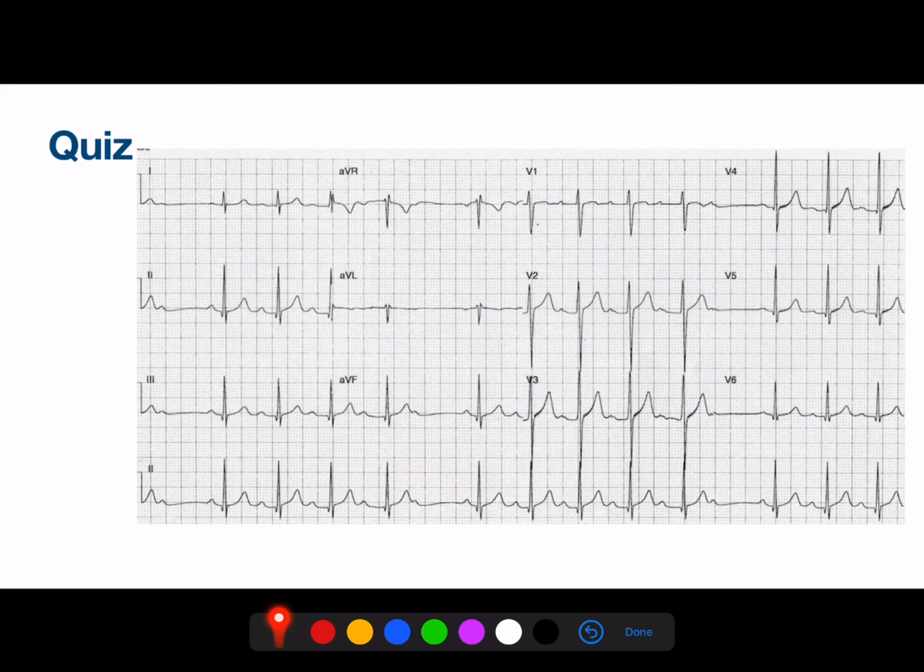Now we can look at the P waves. Is there a P wave in front of every complex? There's a P, QRS, P, QRS, P, QRS, P, QRS, P, fused with a T again, and no QRS. Again, the QRS is narrow. I should have mentioned earlier. But what we can see is that the P wave is getting longer, or the PQ interval is getting longer, longer and longer, and then there's no QRS.